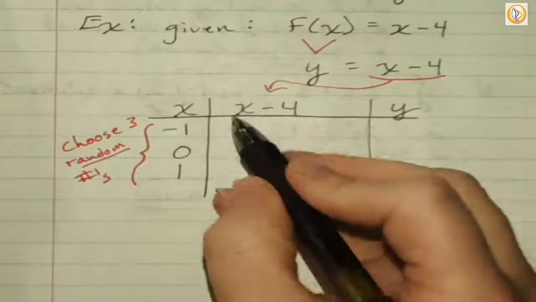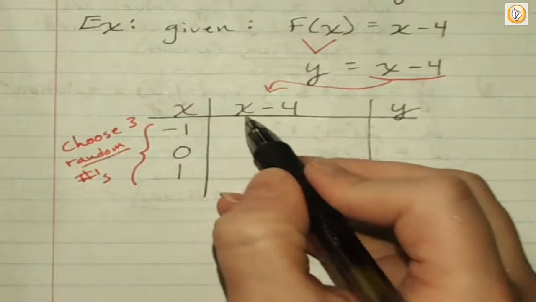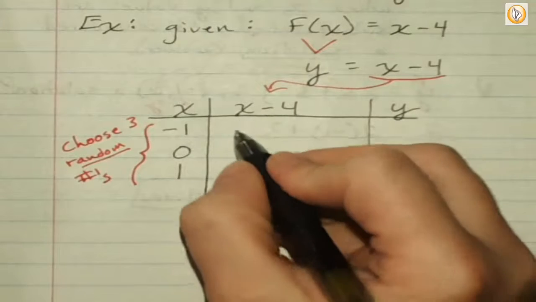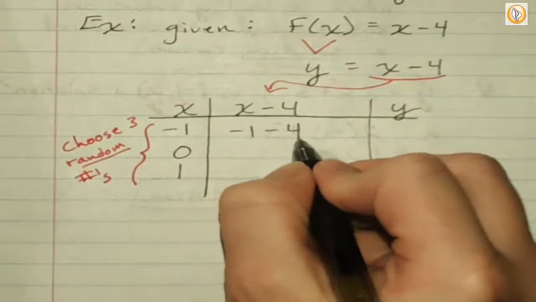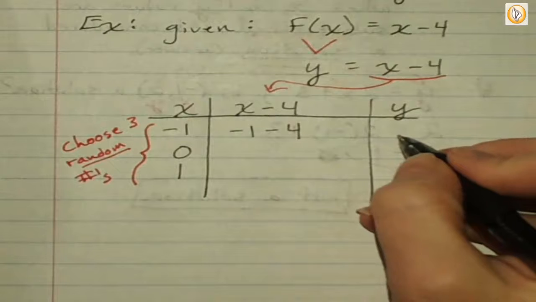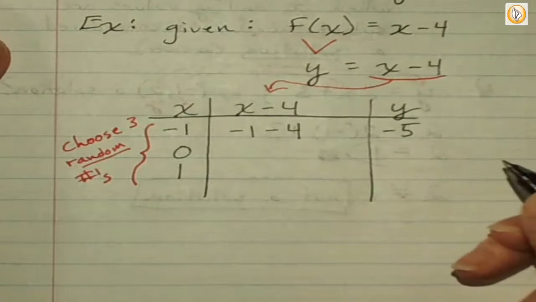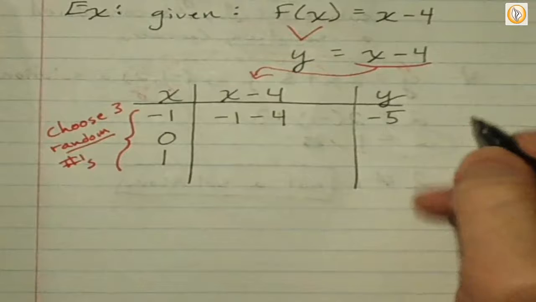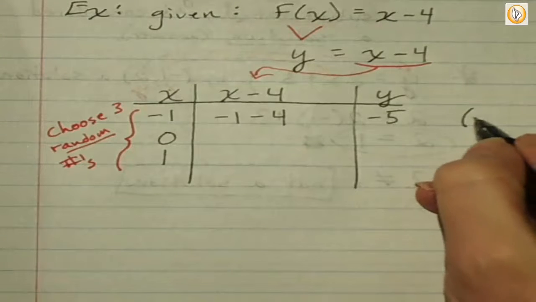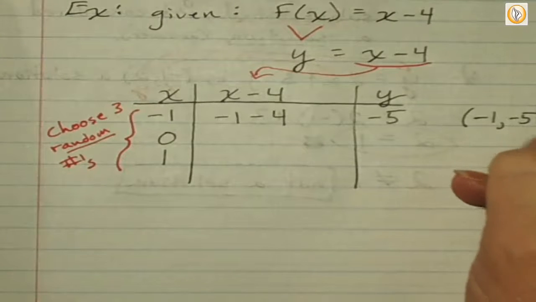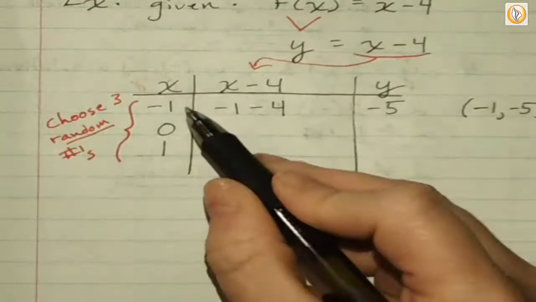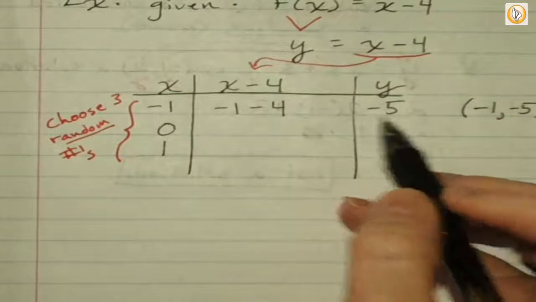So we're going to substitute this x in here. So then I have -1 minus 4. And what does that give me, Kelly? -5. So my ordered pair is -1 and -5. My x is -1. My y is -5.